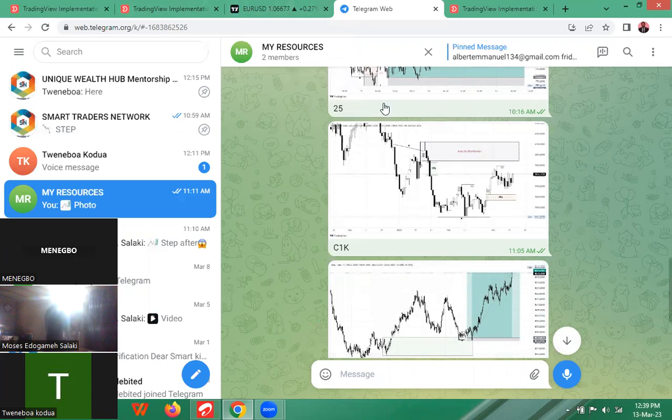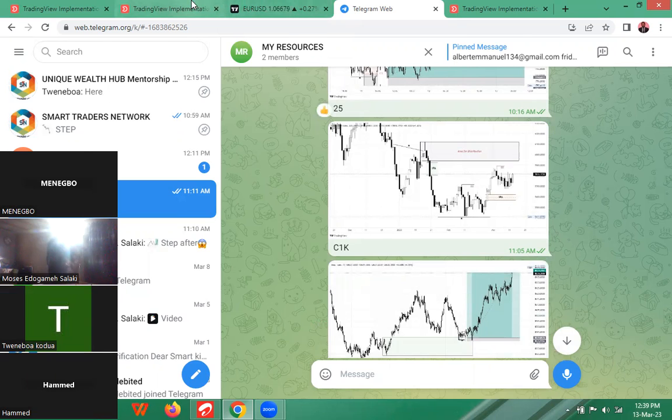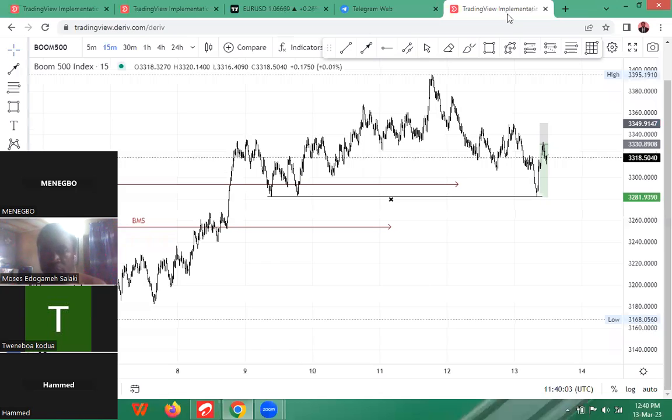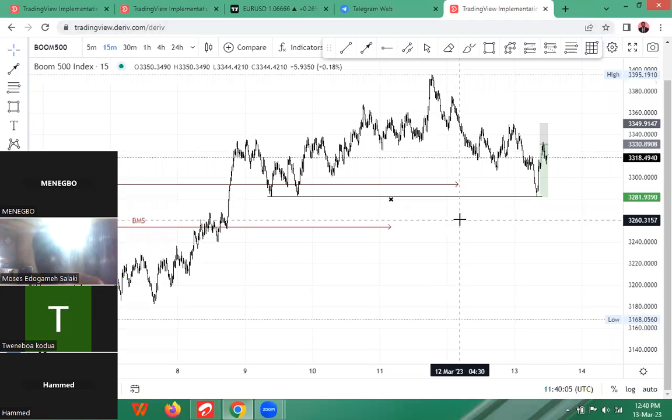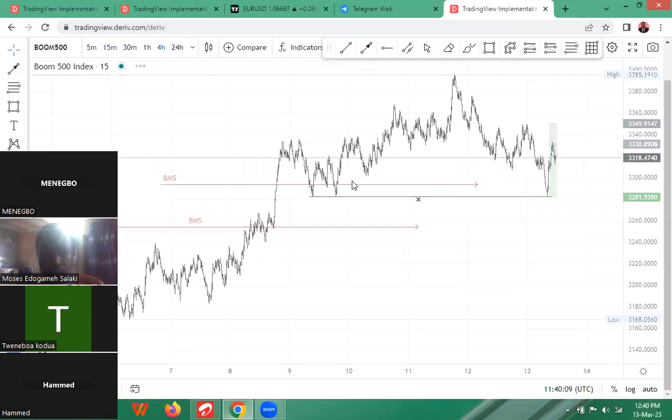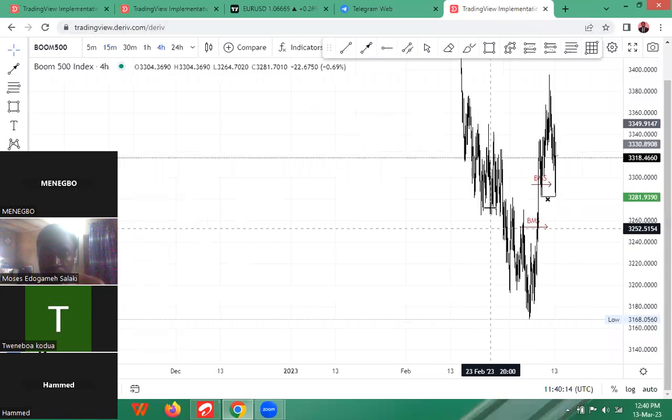1000. I've talked about Step, I've talked about Crash 1000. Which other set should I talk about? Okay, 25. All right, this is 500. I'm trying to see if this will work out. Trying to sell to buy. This is what I saw, that I'm trying to sell to buy.